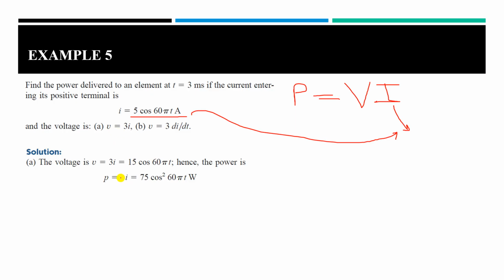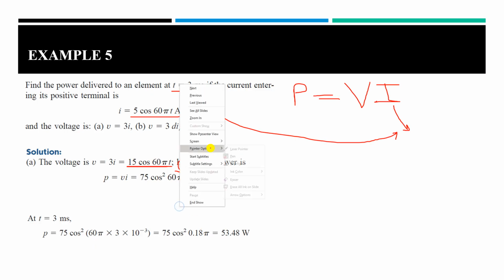So we have the voltage, which is 15 cosine 60 pi t, and we have current, which is 5 cosine 60 pi t. Their multiplication will give us cosine square, and 5 multiplied by 15 gives us 75. Then what is the next step? Very easy. Take this time, which is 3 milliseconds, and substitute it here, like this. Okay, we substitute with time equals 3 milliseconds, so we will have this amount of power.